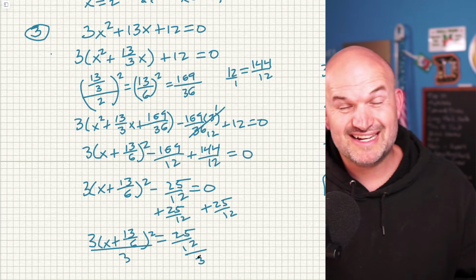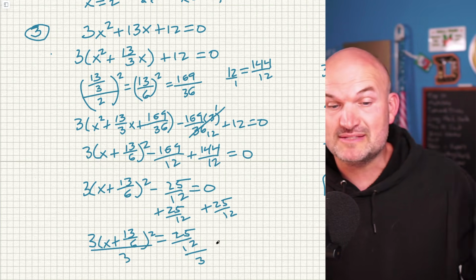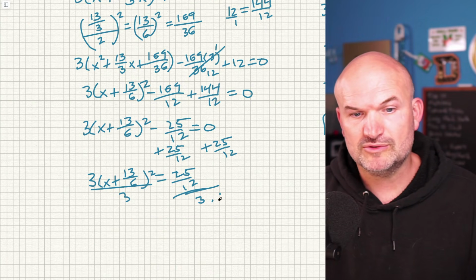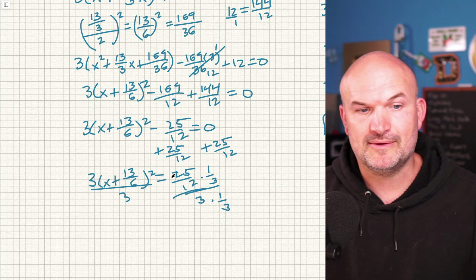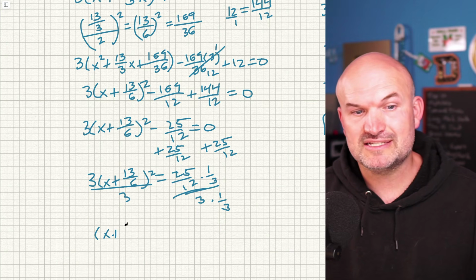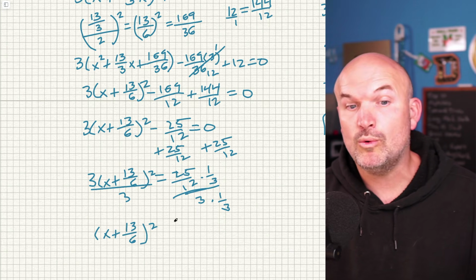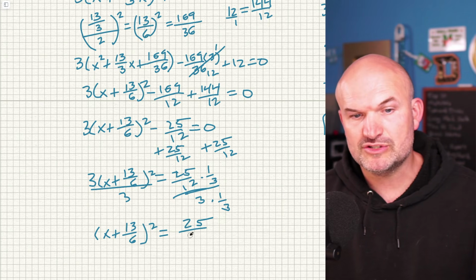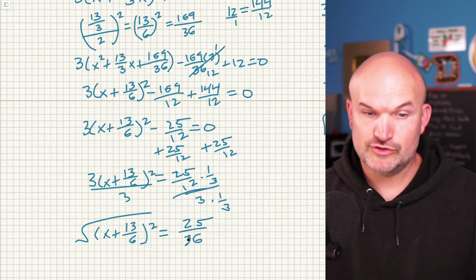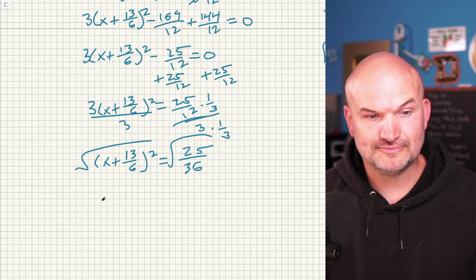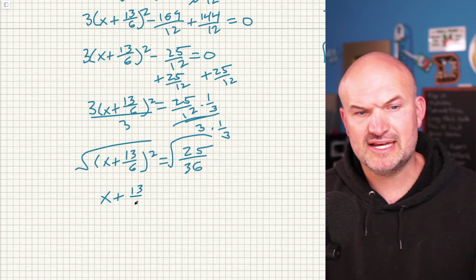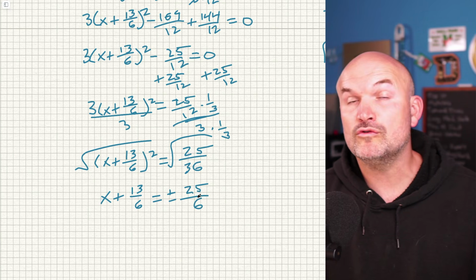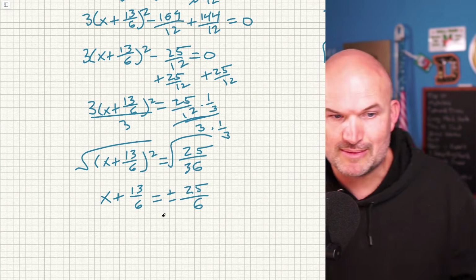Divide by 3 on both sides. Now again, remember, dividing by 3 is the same thing as multiplying by 1/3. Okay, and if you want me to break this out, you can multiply by 1/3 on the top and on the bottom. So now I'm going to have x plus 13 over 6 quantity squared is equal to 25 over 12 times 1/3, which is going to be 36. Introduce the square root on the top and the bottom, and I get x plus 13 over 6 is equal to plus or minus 5 over 6, right? Remember, always introduce that plus or minus.